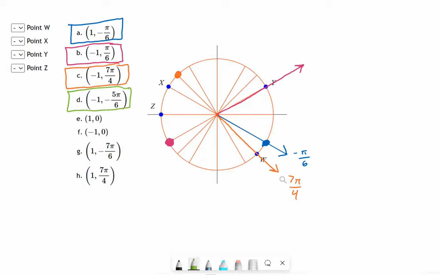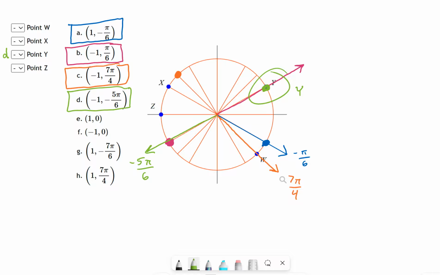Okay, let's try option D. So this is negative 5 pi over 6. And if you think about where negative 5 pi over 6 is, that's coming down along this path right here. Negative 5 pi over 6 right there. And it has a radius of negative 1, which means you're actually going opposite the direction of that angle. So you end up over here. Okay, that is a value. So I would say D points me to point Y.